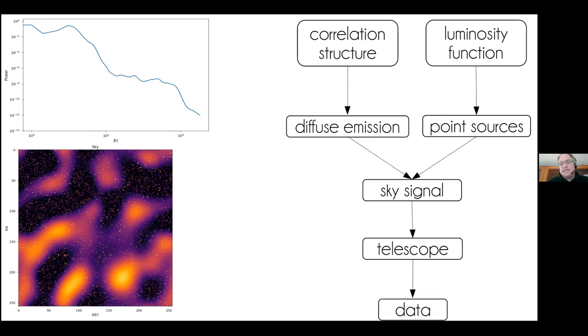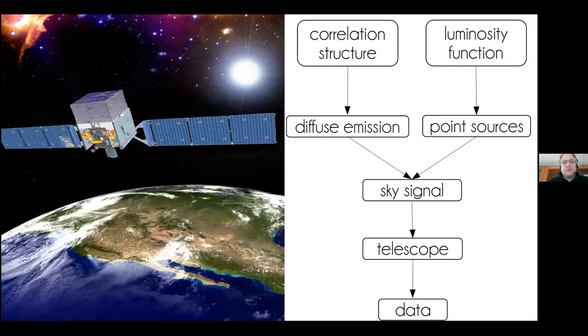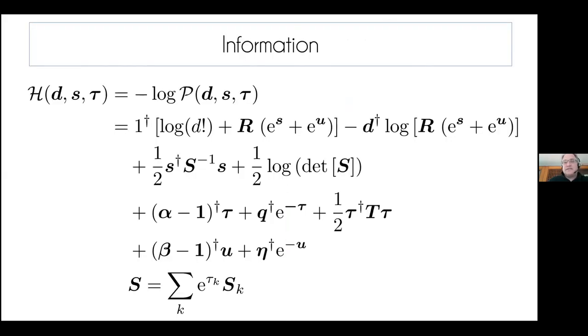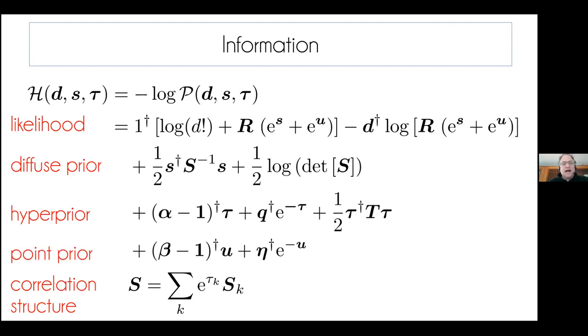Now we can say we have observed the sky with the telescope and got data, and can ask the question: can we go back from the data to all the degrees of freedom above? Let's do this for a telescope like Fermi, which recorded photons from the sky. If you write down all the probabilities involved here, and take the negative logarithm in order to get this information Hamiltonian, we end up with a function like this. Don't look at the details, I just want to give you an impression of how these information theoretical functions look. Basically, they are Poisson likelihoods for log-normal processes, diffuse priors which are Gaussian fields, terms to describe the correlation structure, and hyperpriors for the point sources and for the diffuse emission.